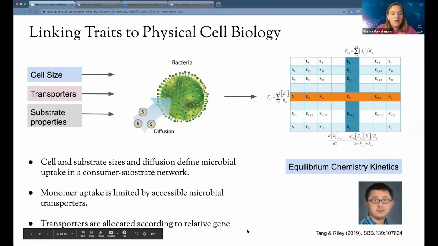Now, as we've seen by Ulas' classification, transporters can either be general or specific. So we can define a network of uptake for different substrates per cell, and determine the importance or the investment strategy of an organism based on the gene frequencies of different transporters in the genome.